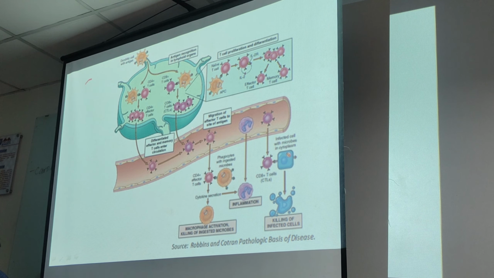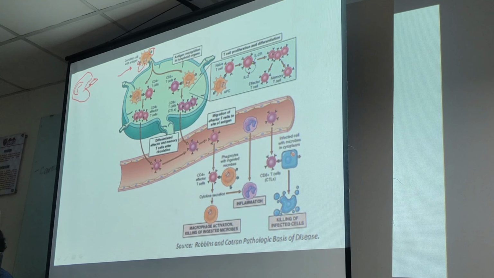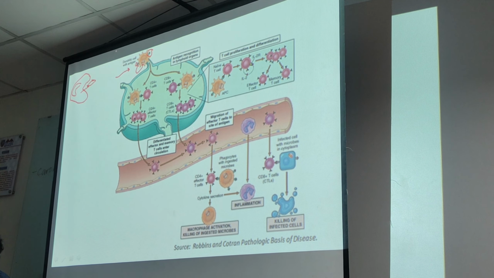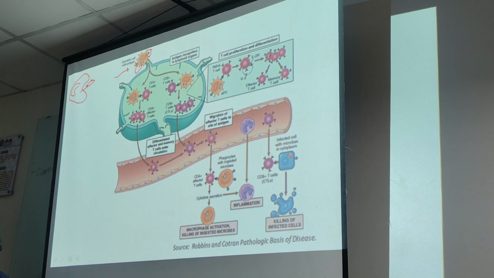So if you have an infection, let's say a microorganism, a phagocyte, or an antigen-presenting cell will engulf this pathogen, which is what is being shown here. So the green thing here is the MHC class 2 molecule that is presenting a peptide fragment of the infection. Alright, so then it will go to a lymph node.